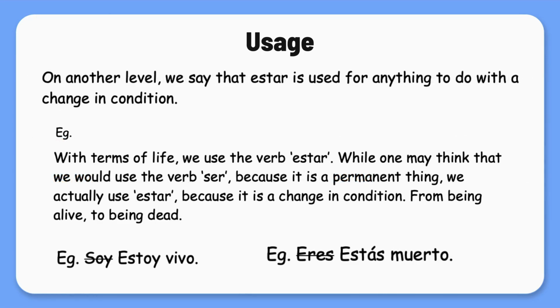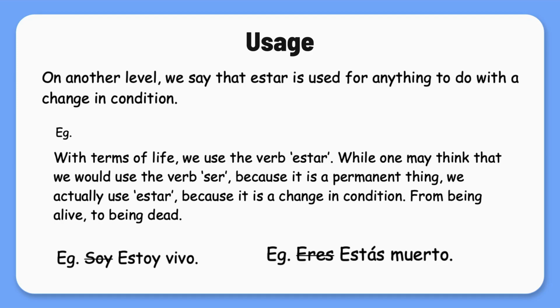Moving to the next explanation. We said that estar is used for temporary things. Instead, I'm going to say that estar is used for anything to do with a change in condition. If the condition has changed or is changeable, we use the verb estar. A perfect example of that is with terms of life. When we're talking about if someone is alive or dead, we use the verb estar.